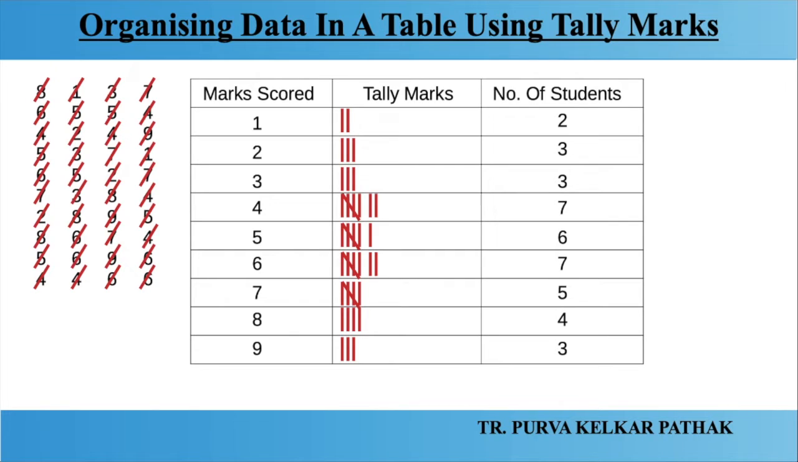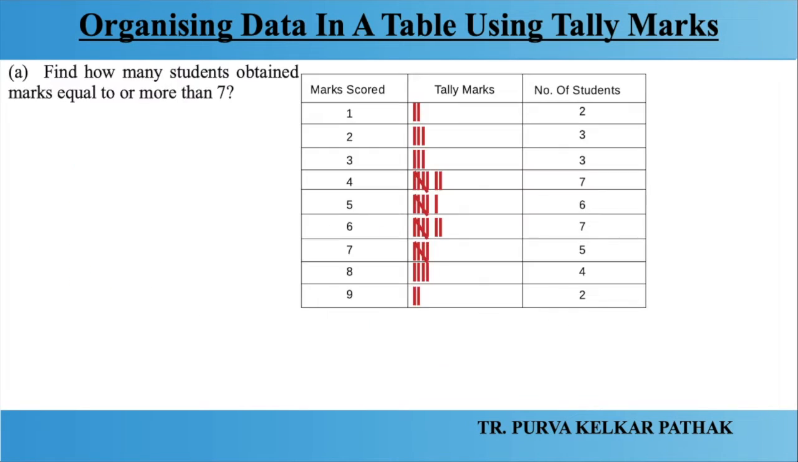In this way, we have arranged the given data, that is the marks obtained by 40 students in the mathematics test, in a table using the tally marks. In the second part of the question, we have to answer the given questions by referring to this table.